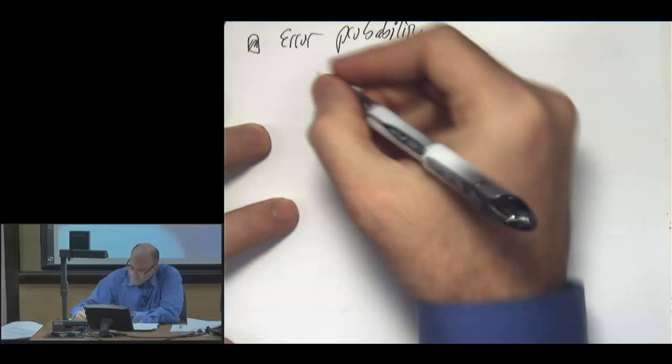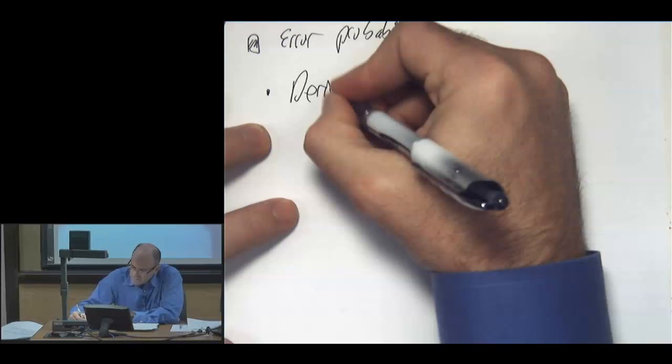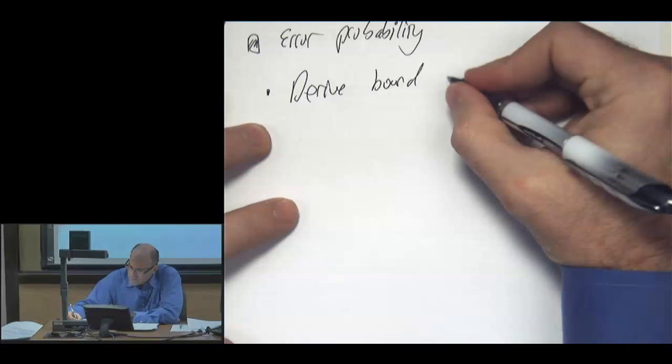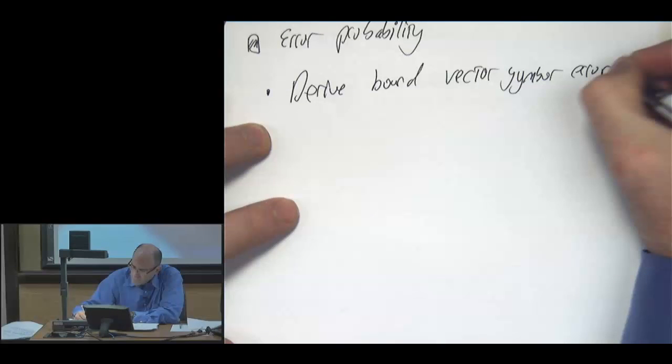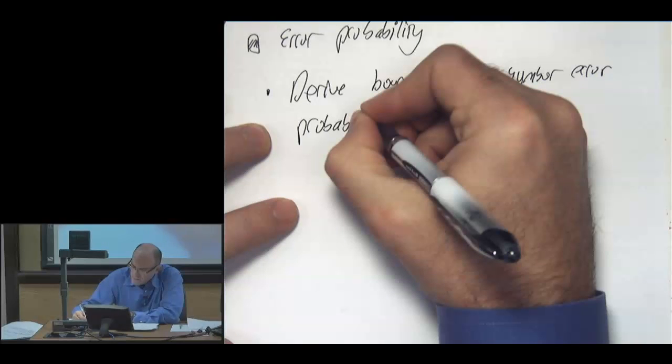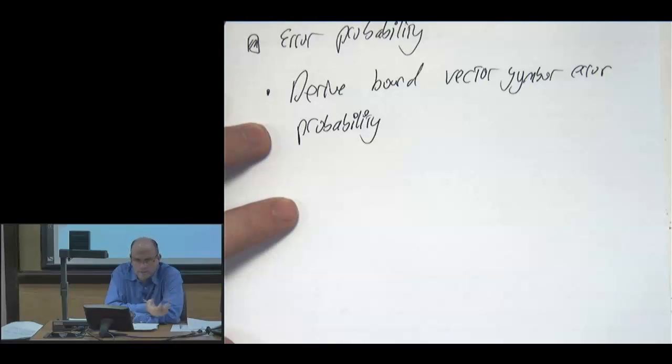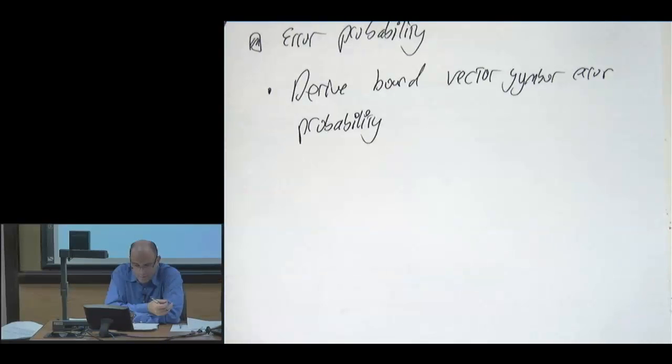So what we're going to do is derive a bound on what I call the vector symbol error probability. Because we are detecting a vector, to me it makes sense that we look at the probability that we mistake one vector for another here. So we're not going to look at the probability that one particular symbol is decoded incorrectly. Rather, we're talking about the entire vector. So a vector error can have two symbols in error, not just one.